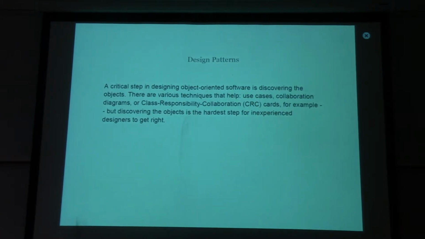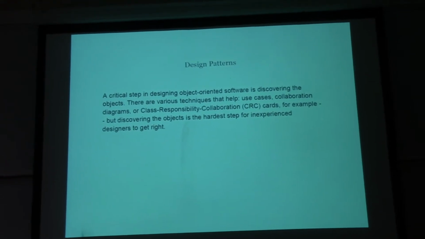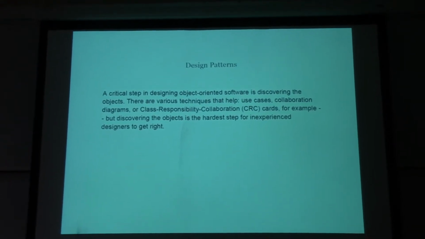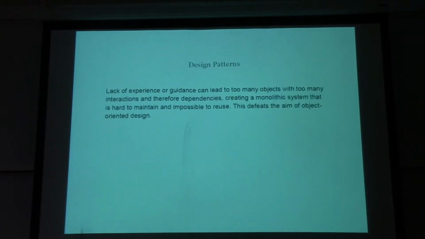So, a critical step in designing object-oriented software is discovering the objects, and that means, of course, discovering the classes. There are various techniques that help us. Some of them are called use cases, which I would get into in more detail in a software engineering class, if you had taken my class. Collaboration diagrams are another type of UML technique. Class Responsibility Collaboration, or CRC cards, is another technique. But discovering the objects is still the hardest step for inexperienced designers to get right. We want to make sure that we develop enough classes, maybe not too many classes, and we structure them the right way. Lack of experience or guidance can lead to too many objects with too many interactions, and therefore a lot of dependencies.